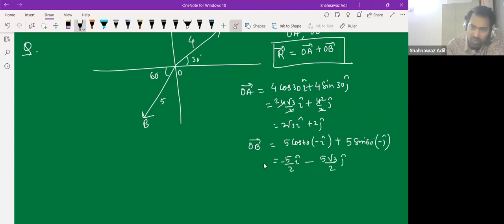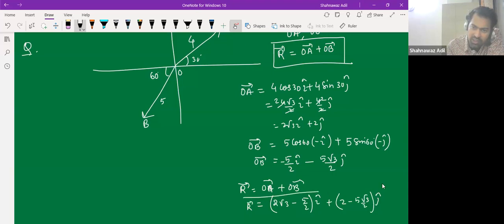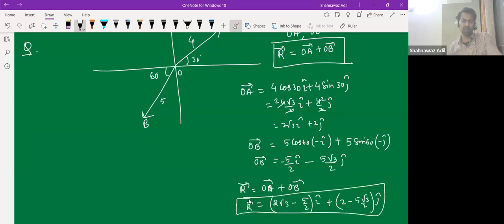So this is good. And then you can simply find out OA plus OB. So that is 2 root 3 minus 5 by 2 i hat plus 2 minus 5 root 3 by 2 j hat. In this way, we can easily find out the resultant without using the parallelogram law. Is this clear?